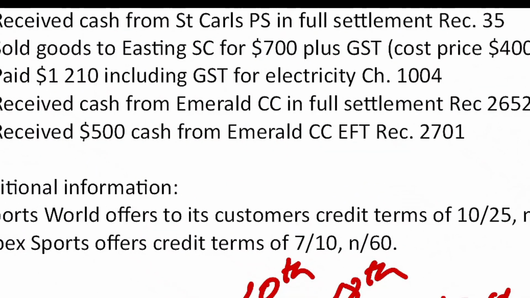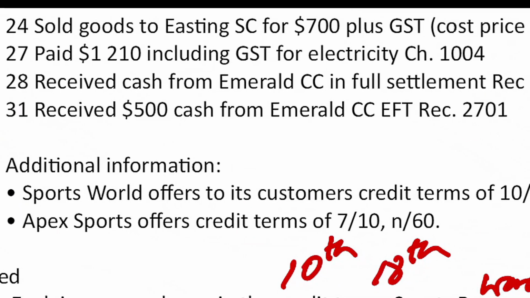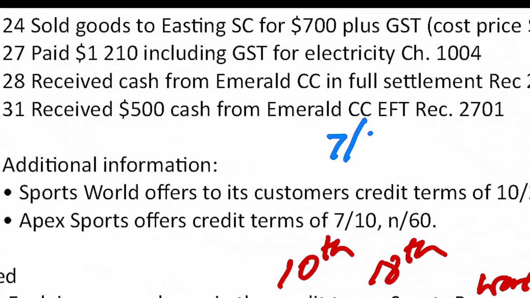Now what is the discount term of the Apex? 10 days, and we paid it in 9. 10 days. Is everybody clear? It is 10 days. 7/10 means, which one is days, the 7 or the 10? 10. Everyone knows that? Okay.